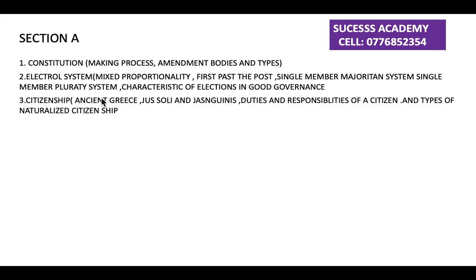For question 3, you have to look at citizenship, including where citizenship originated. Then you have to look at jus soli and jus sanguinis, which concern blood relation and place of birth. Look at these seriously, and also at the duties and responsibilities of a citizen, and the types of naturalized citizenship. This is when you're preparing question 3.